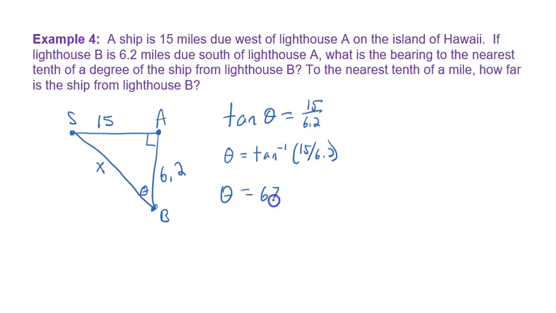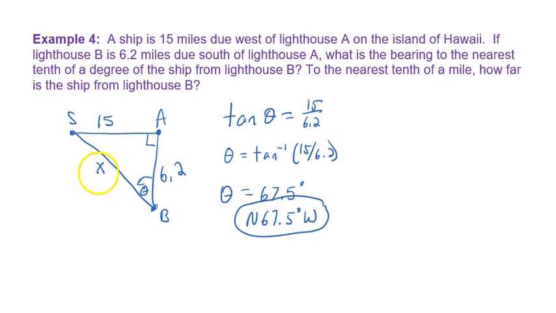And that gives me 67.5 degrees. Now I have to decide how to put those north, south, east, west stuff on it. So on the north-south line, this angle was coming off of the north. So this would be north 67.5, and then it was in the direction of the west. So west. And so that is how I would answer my bearing.